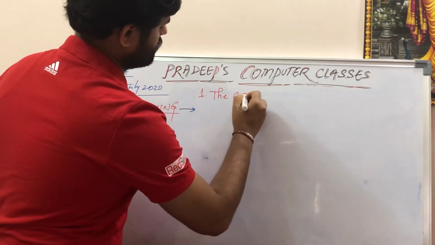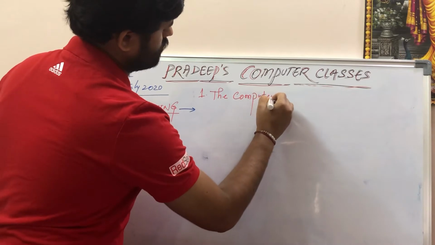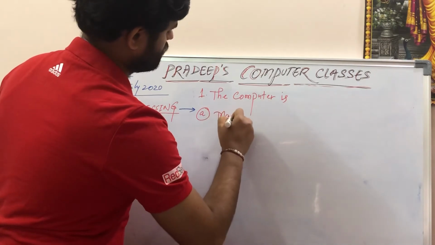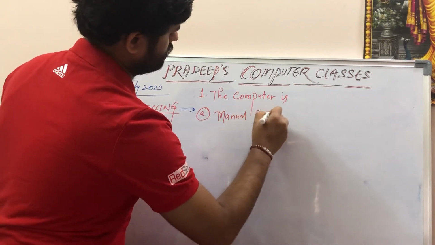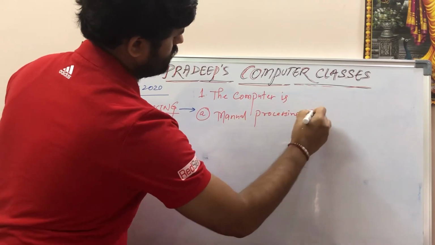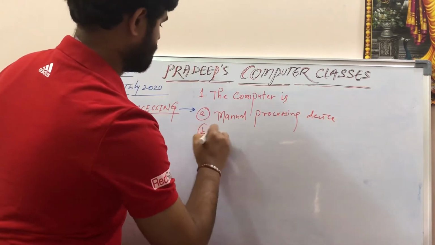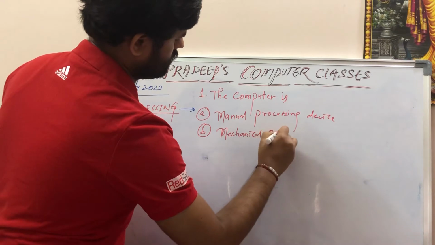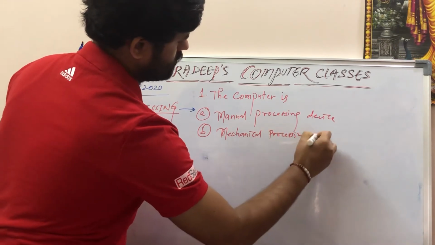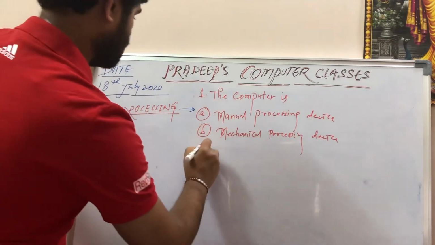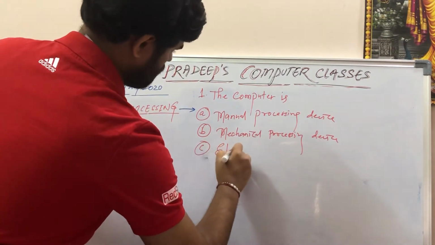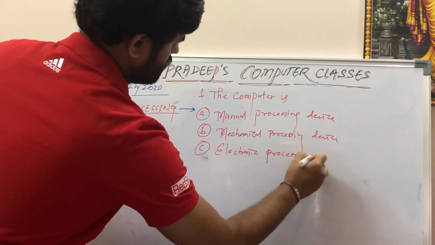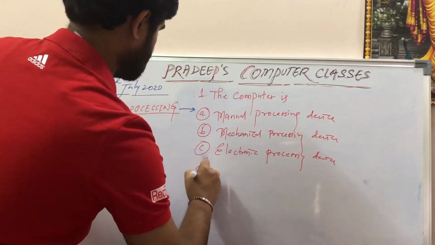the computer is, option A is manual processing device. Option B is mechanical processing device. Option C is electronic processing device, and option D is none of them.